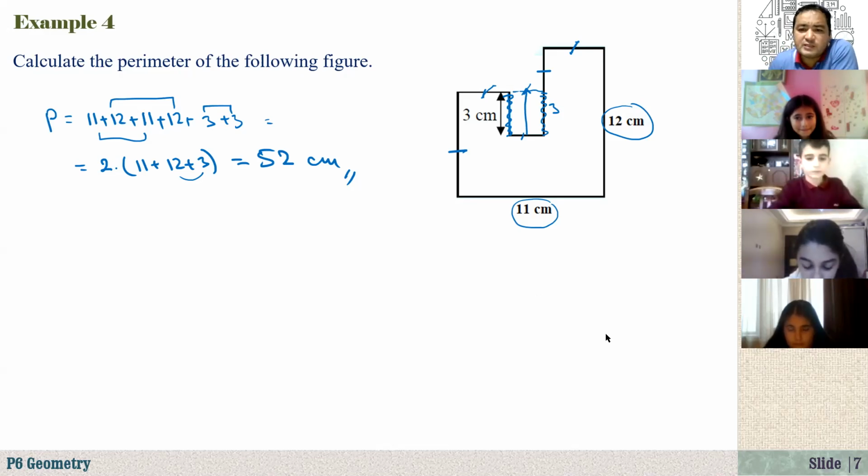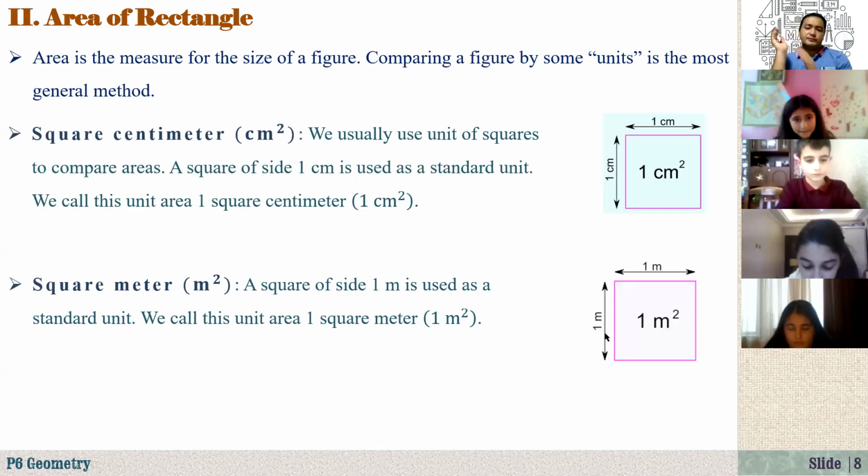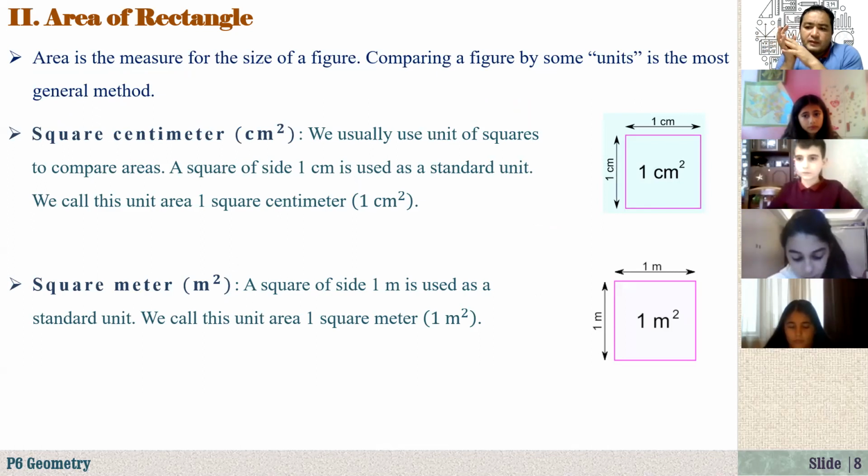Okay, good. Guys, let's move on to the next question. Now it's about area of a rectangle. Nigar, can you read the first part and the second part, and Sarah, you will read the third part.